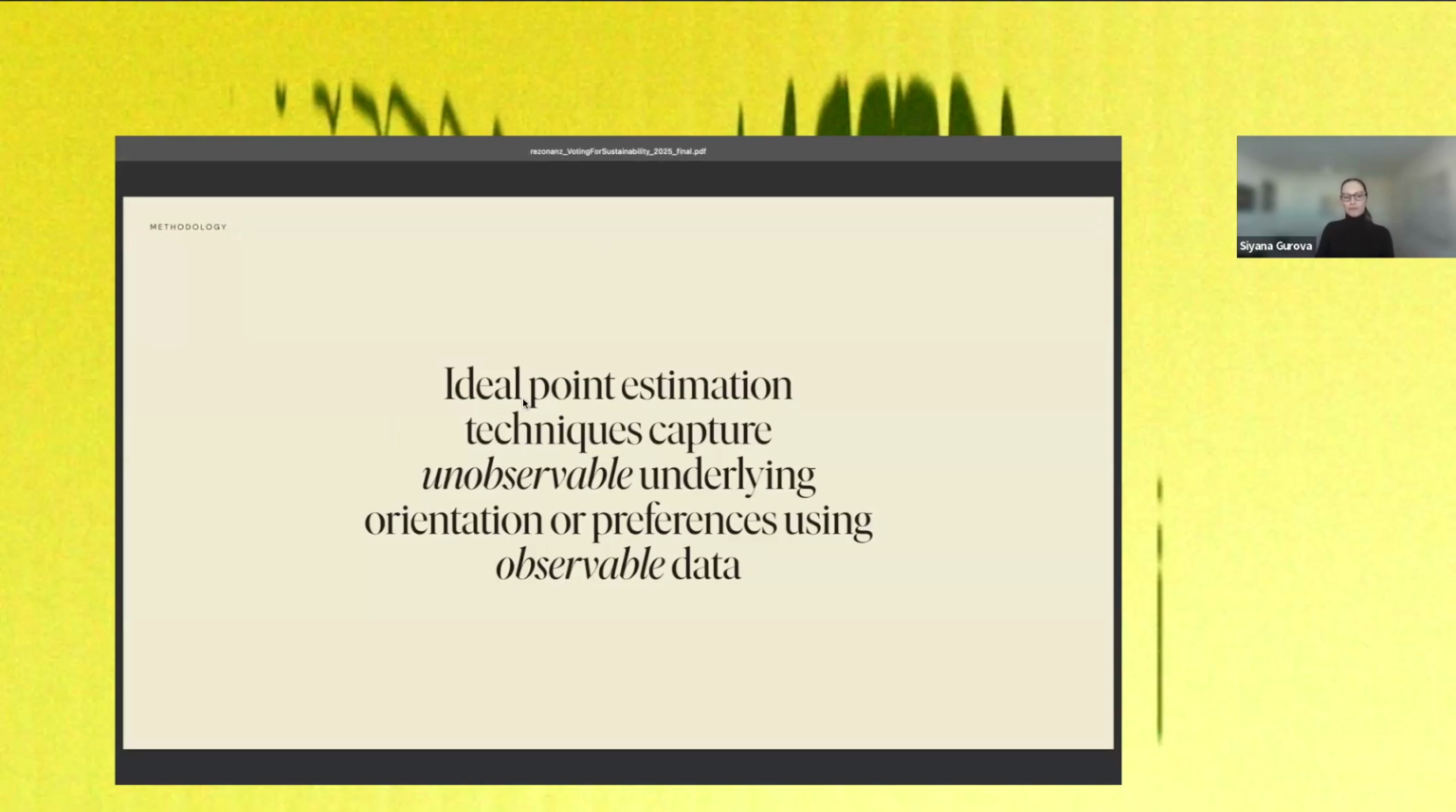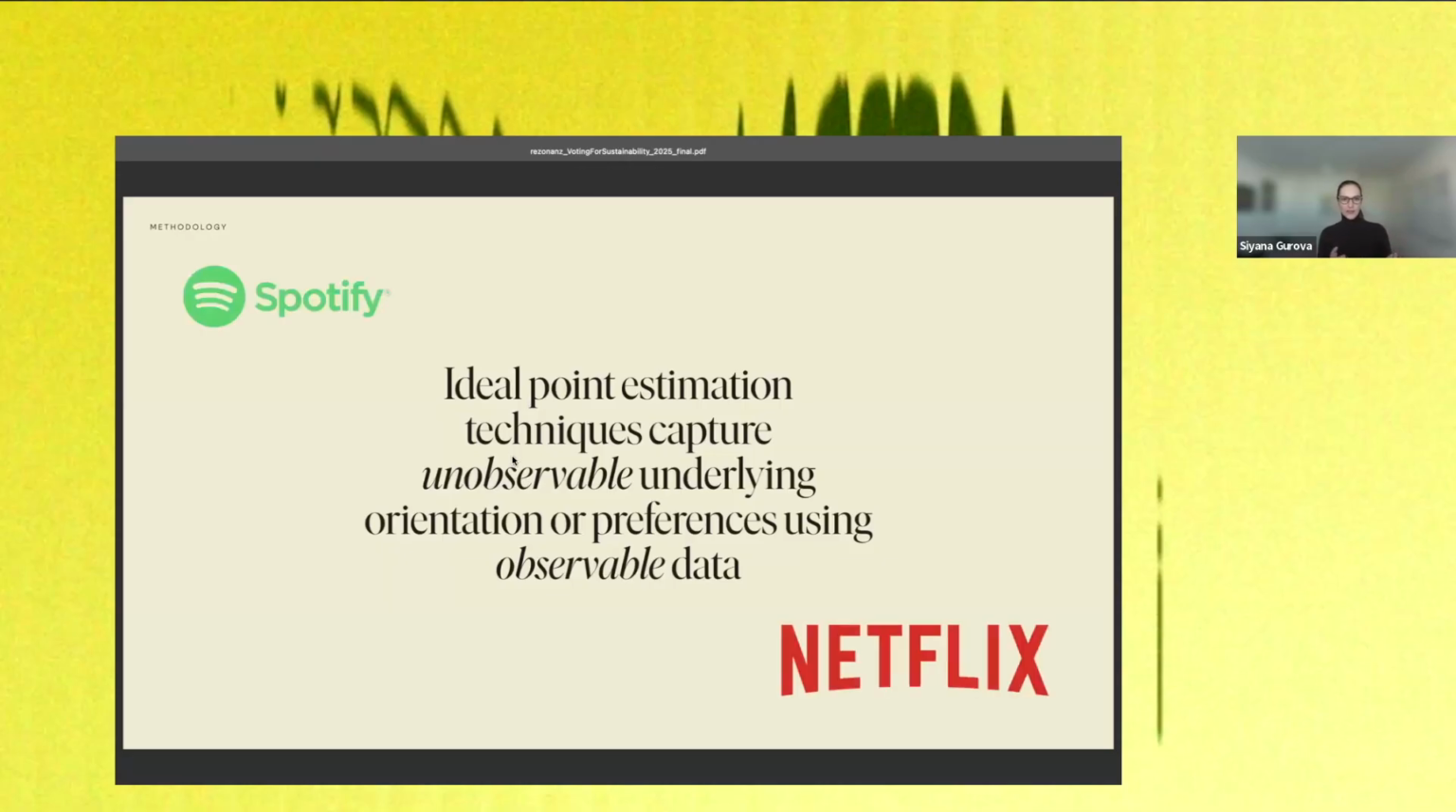sustainability-related proposals. You can think of it a bit like how Netflix or Spotify recommend you content. They don't ask you directly what you like, they infer your tastes from what you watch or what you listen to. Ideal point estimation works on the same principle. It uncovers an underlying preference pattern from observed choices. In our case, proxy voting choices.